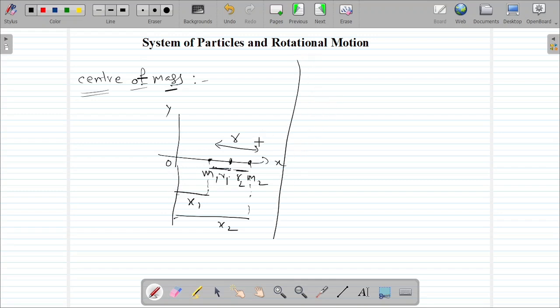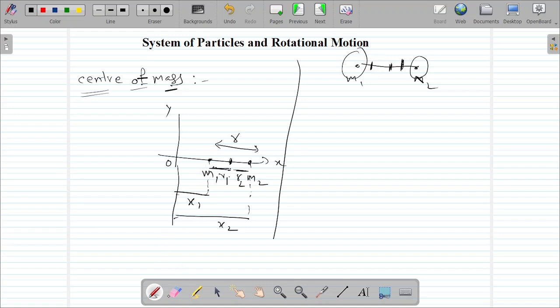So here there is one rule. We consider m1 and m2. If both masses are equal, the center of mass lies exactly at the center. If m1 is greater, the center of mass comes towards m1. If m2 is greater, it comes towards m2.